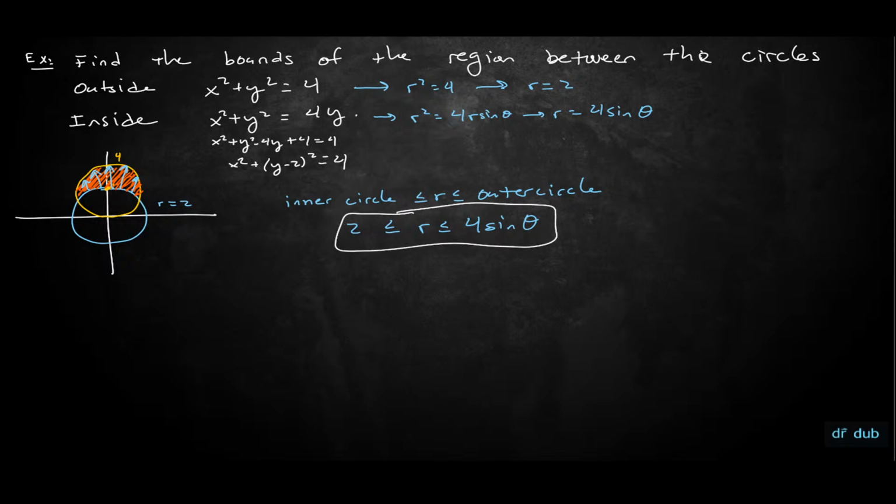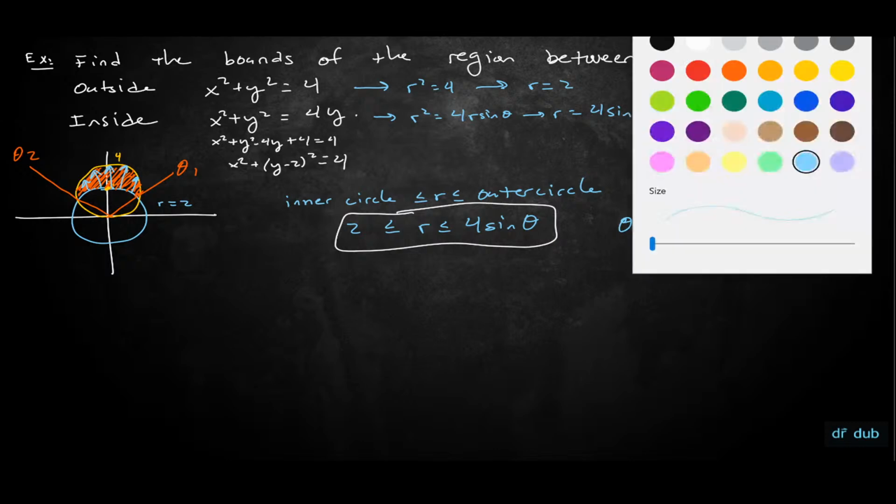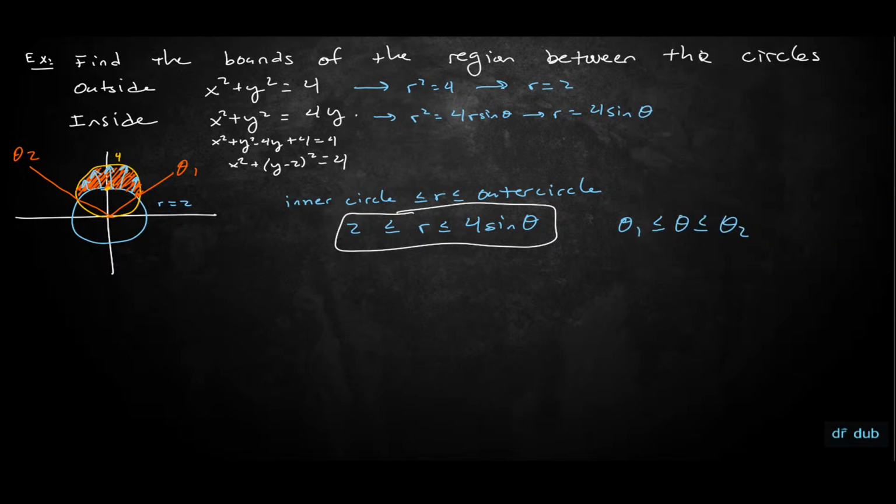But now, what are the bounds for theta? Well, theta seems to go from this value to this value, theta 1 and theta 2. So theta is between theta 1 and theta 2. And I wonder how we can find those values of theta. So where do the circles intersect? Meaning what angles are the angles where the circles intersect?